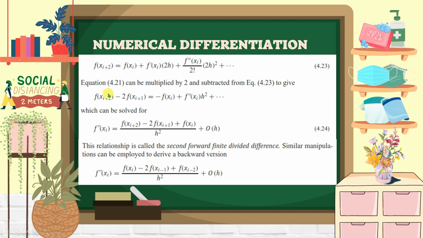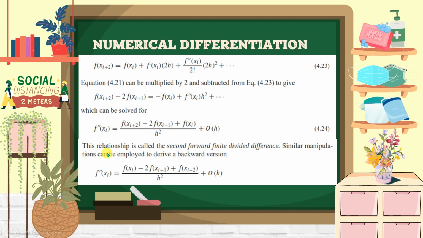So equation 4.21 can be multiplied by 2 and subtracted from equation 4.23 to give the function of x sub i plus 2 minus the function of x sub i plus 1 equals the negative function of x sub i plus the second derivative of the function x sub i times h squared and so on. This can be used in order to find the second derivative of the function x sub i. So it will be the function of x sub i plus 2 minus 2 times the function of x sub i plus 1 plus the function of x sub i, all over h squared, plus the error. This relationship is called the second forward finite divided difference.